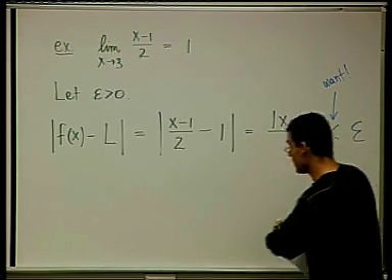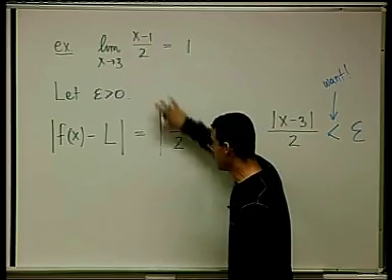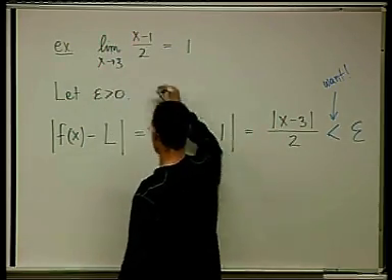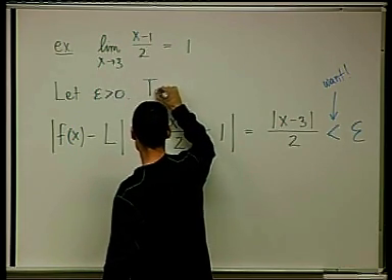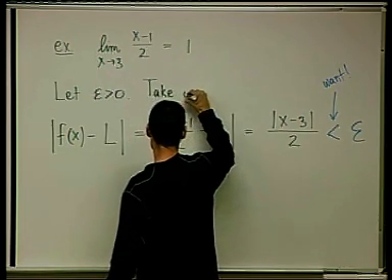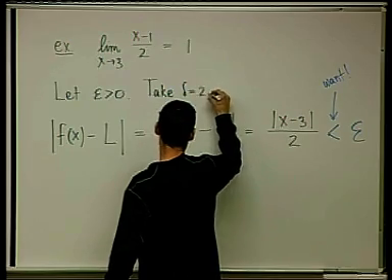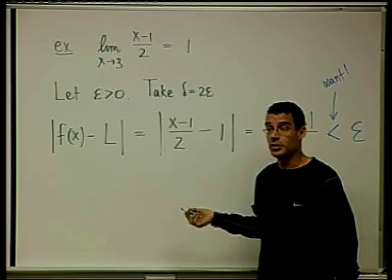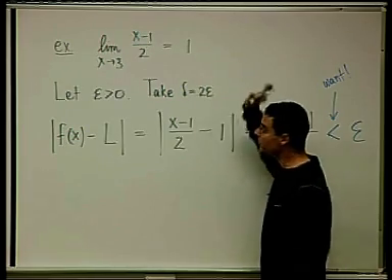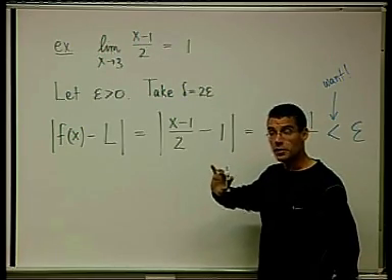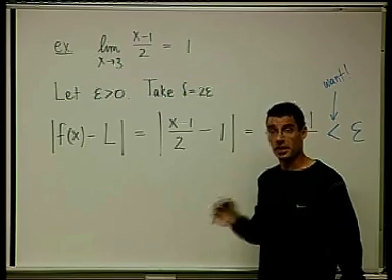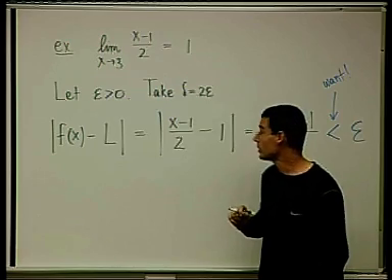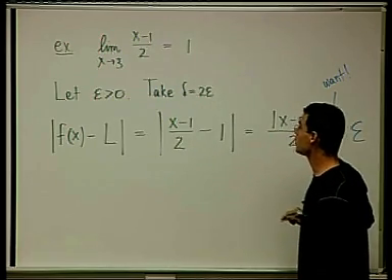So let's write it. I'm going to add it up here. Let epsilon be greater than 0. Take delta to be equal to 2 epsilon. Of course, delta depends on epsilon. If you give me epsilon equals 1, delta is going to be 2. If you give me epsilon equals 1 over 1,000, well, delta is going to be small as well. It's going to be 2 over 1,000. Take delta equals 2 epsilon.